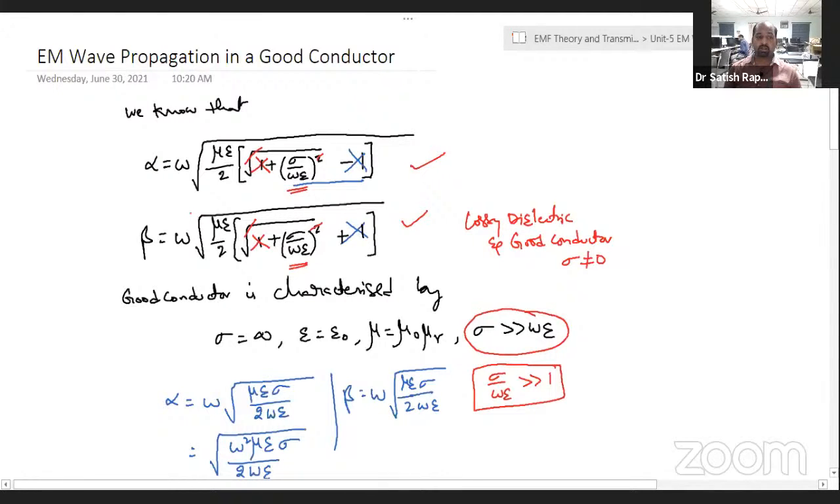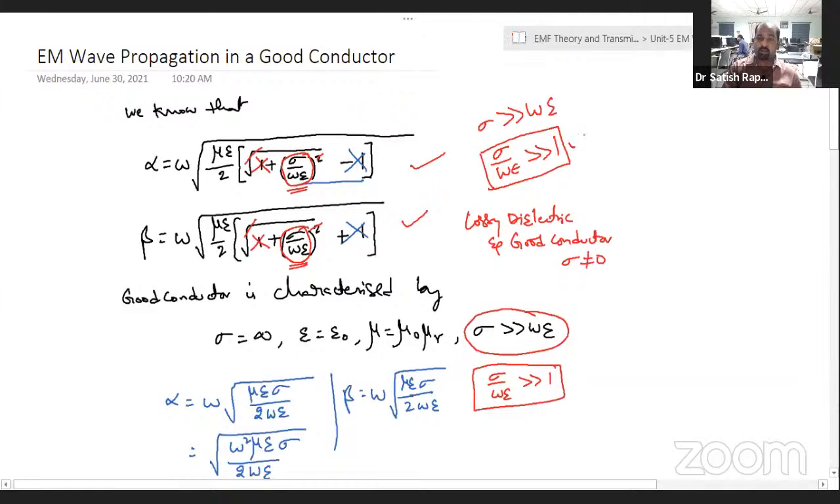Next topic here, without doing much derivation, I have taken the alpha and beta expressions directly, because for a good conductor I have the condition. What is the condition? Sigma is very much greater than omega epsilon, or sigma by omega epsilon is very much greater than 1. Alpha and beta are functions of sigma by omega epsilon.